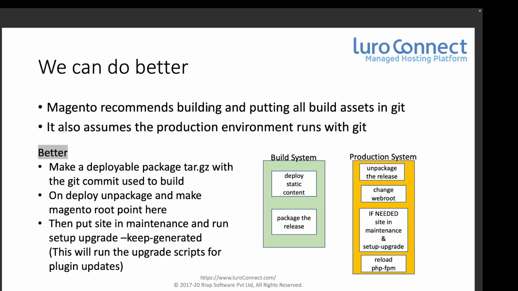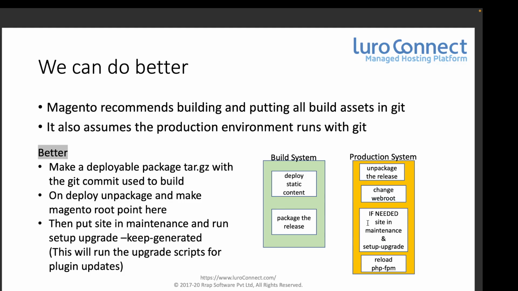We can do better compared to what's documented in the Magento Dev Docs, which talks about a build system. It says that you can do a git clone, you can do a compile, but doesn't talk about static content. We also do static content deploy, and then we package the release, and the release is then sent over to the production or the staging system. And when you select the deployment option, we unpackage the release, we change the web route, and if needed, we put the site in maintenance and run setup upgrade.